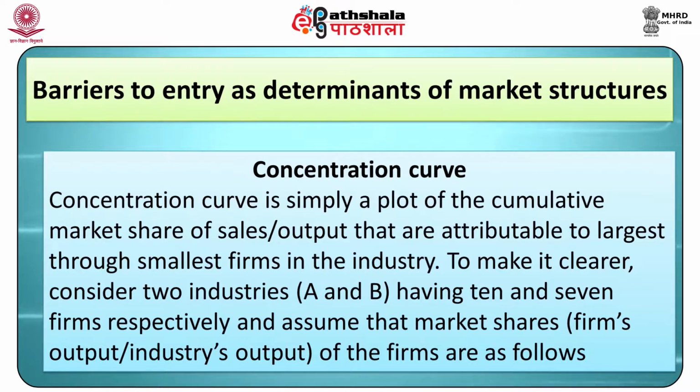First, concentration curve. A concentration curve is simply a plot of the cumulative market share of sales output that is attributable to the largest through smallest firms in the industry. To make it clear, consider two industries A and B having 10 and 7 firms respectively, and assume that the market shares, firms' output or industries' output of the firms are as given below.